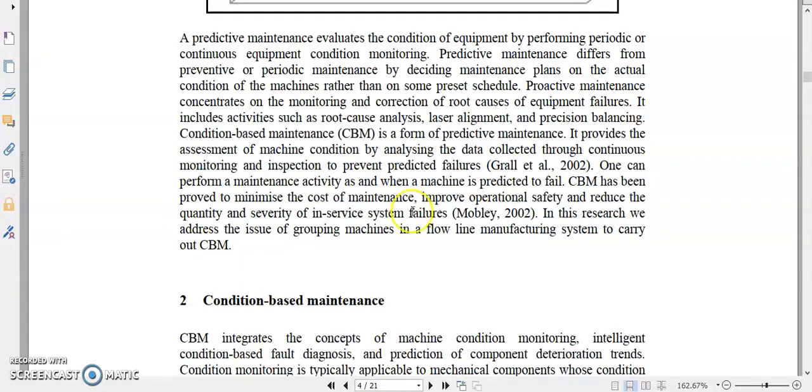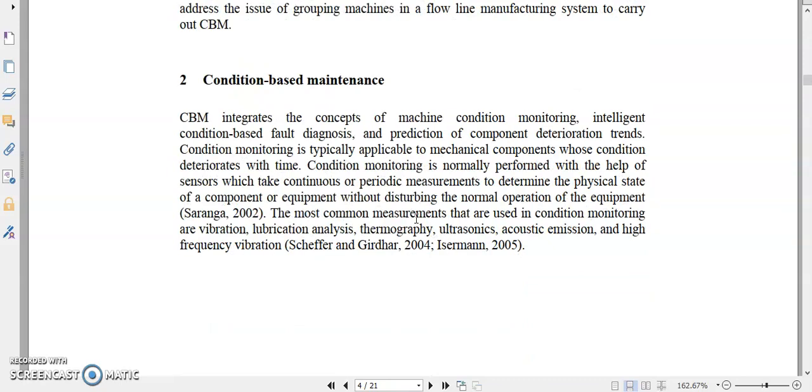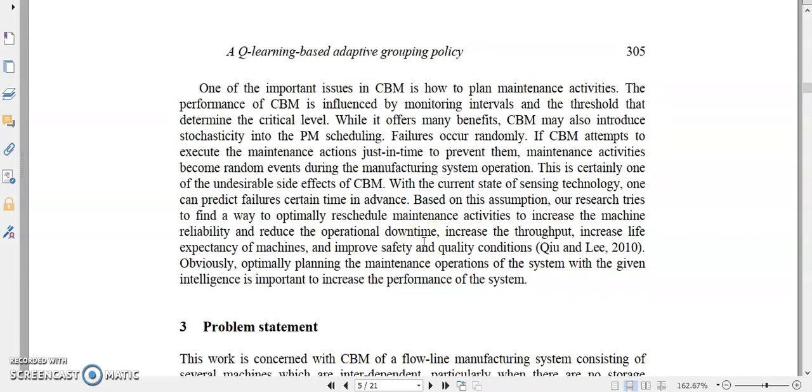Okay, and they have the introduction on CBM as well. CBM integrates the concept of machine condition monitoring, intelligent condition-based fault diagnosis and prediction of component deterioration trend, typically available to mechanical components whose conditions deteriorate with time. So what are the components? We are going to look at the components of reinforcement learning to solve CBM issues.